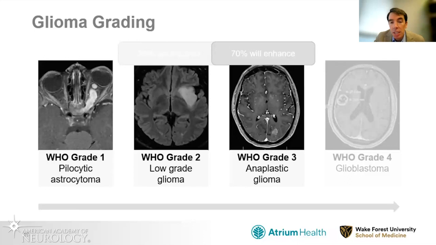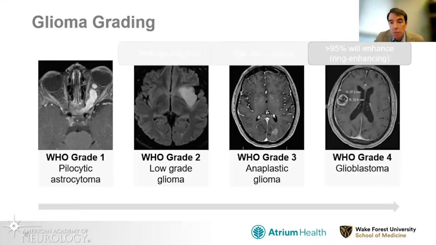So you start to get an idea of the aggressiveness of this from the imaging, and over 95% of the grade 4 tumors will enhance, and not only will they enhance, they will ring enhance. This is a complete ring of enhancement, to contrast the inflammatory tumefactive MS or MS lesions that will have an incomplete ring of enhancement. It's a full white ring of growing, enhancing, infiltrating edge of tumor with a central necrotic core.